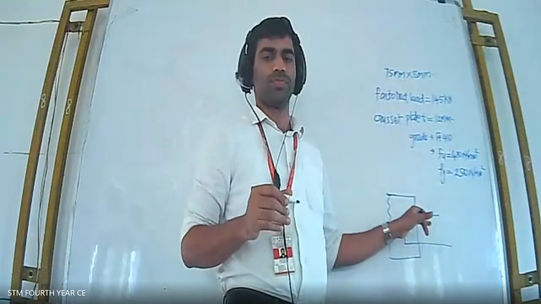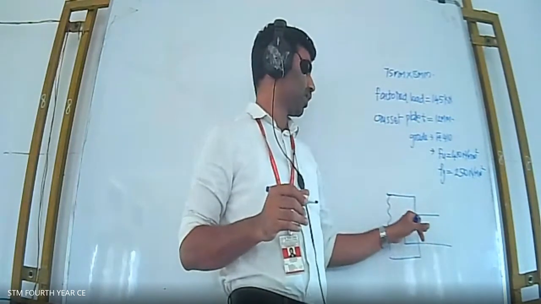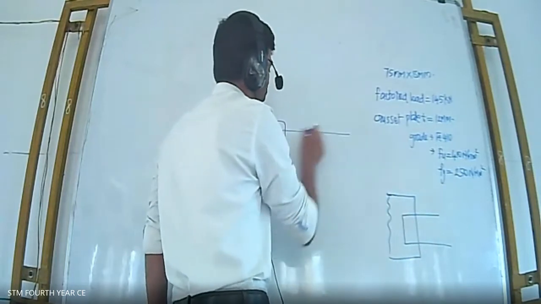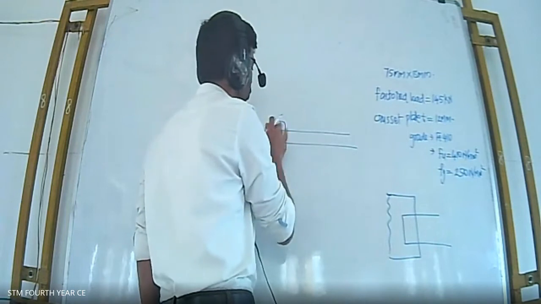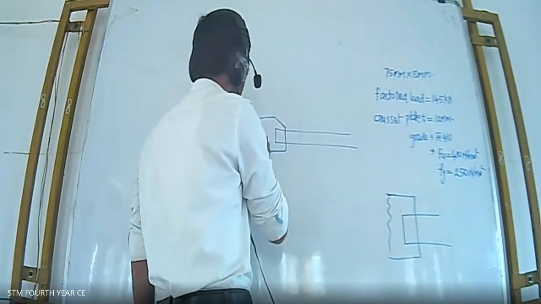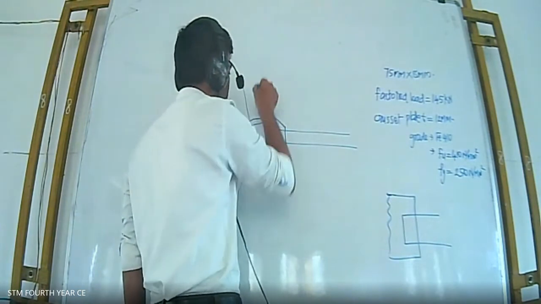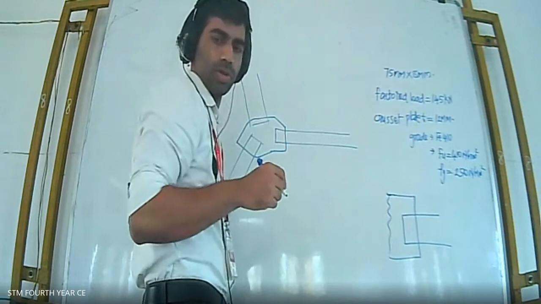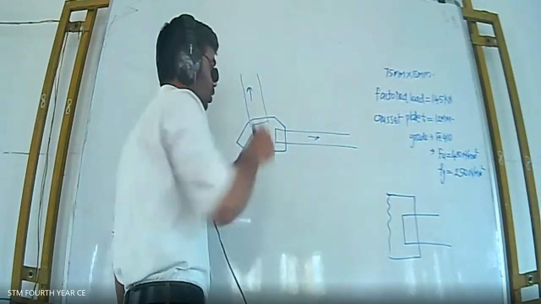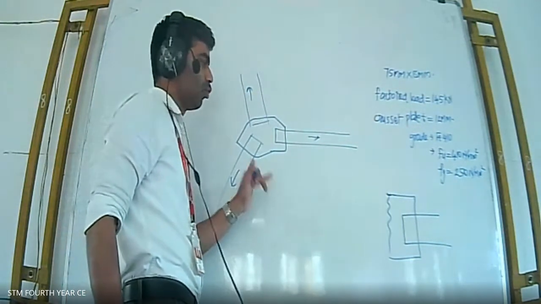My tie member should be placed on top of the gusset plate. In 3-dimensions it will look like this. Here let it be the gusset plate. Here one more member may be like this. Here tension will be provided like this. So in this way it will be the situation.